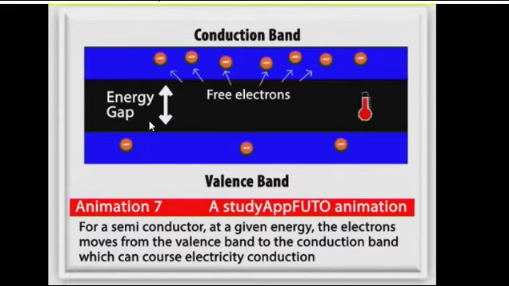So the space between the valence band and the conduction band is called the energy gap or the Fermi gap.